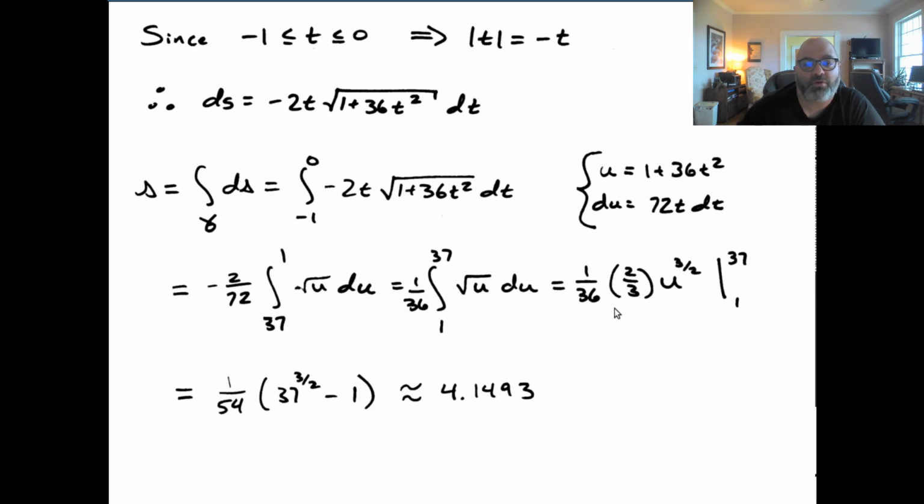Well, just the power rule on that one is going to give us this expression. And so plugging in our limits from 1 up to 37, we get a final answer of 1 over 54 times (37 to the 3 halves minus 1), which, if we plug that into the calculator, is going to give us a numerical answer of about 1.1493.